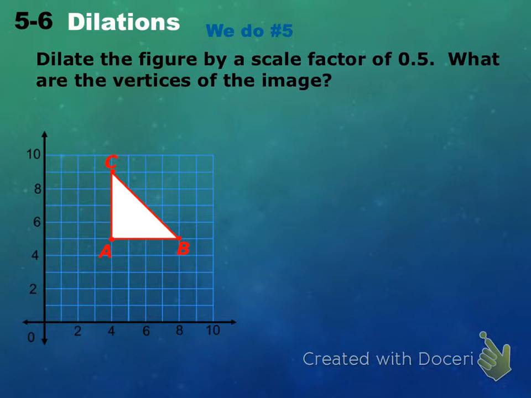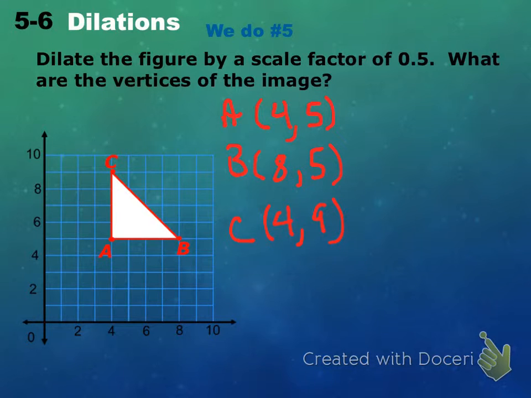Now what do you do when you're dilating by a half or by 0.5? Well, just like when you find half of something, you can either multiply by 1/2 or by 0.5 or divide by 2. So first we're going to write down our original points. A is (4, 5). B is (8, 5). And C is (4, 9).